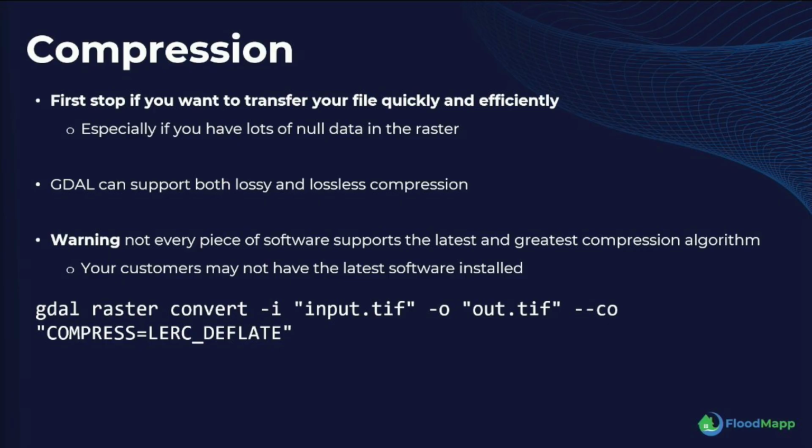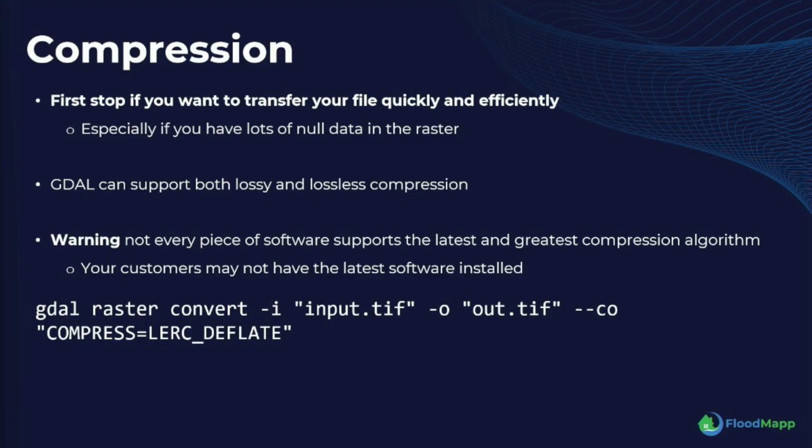You can use lots of tools to do this, but GDAL raster convert takes an input, takes an output, and then you have these --co. This is a creation option, and depending on the output format of your raster, there's lots of different creation options. If you have a look at the documentation for GeoTIFFs, one of those is the compress option. You can compress it as a JPEG or a PNG or a WebP file, or in our case, we're using LERC deflate.